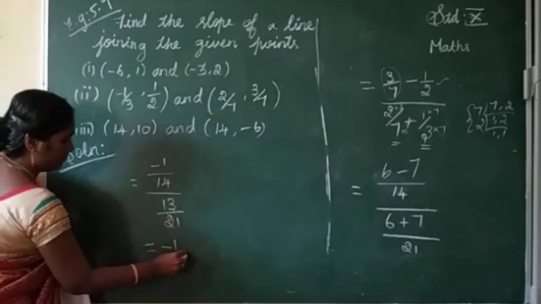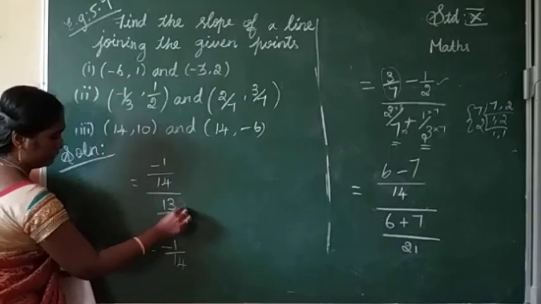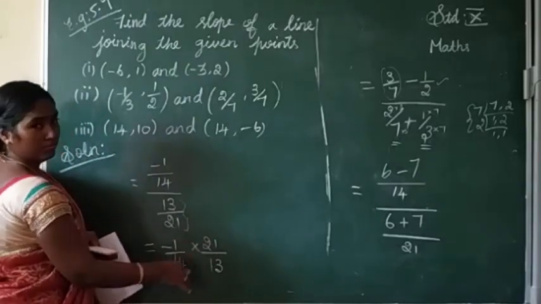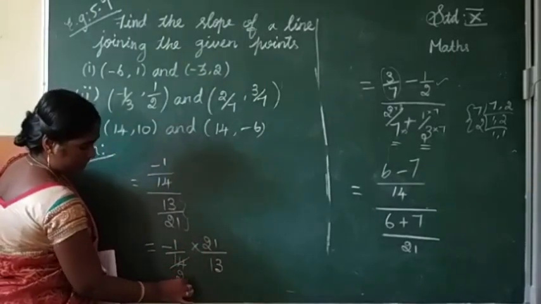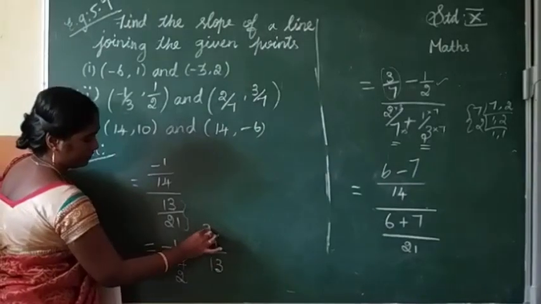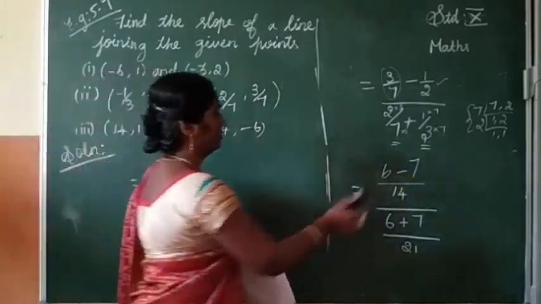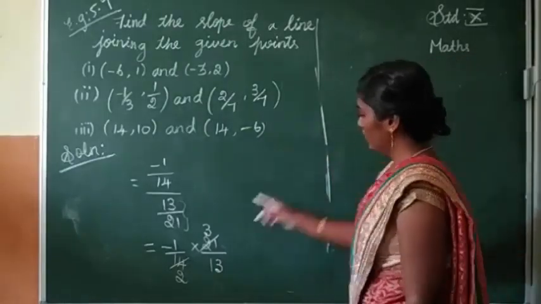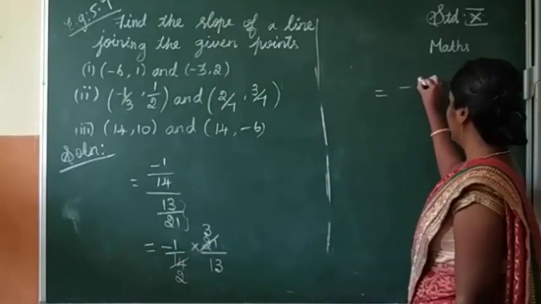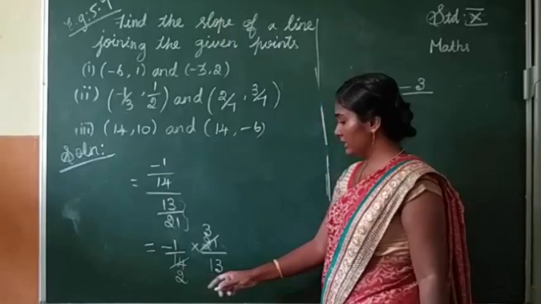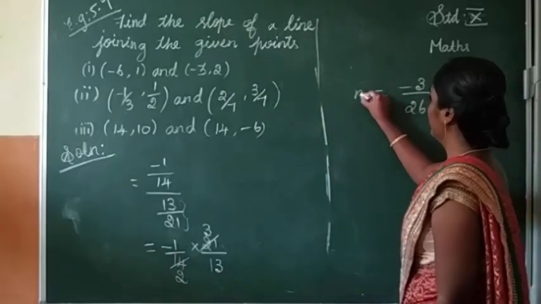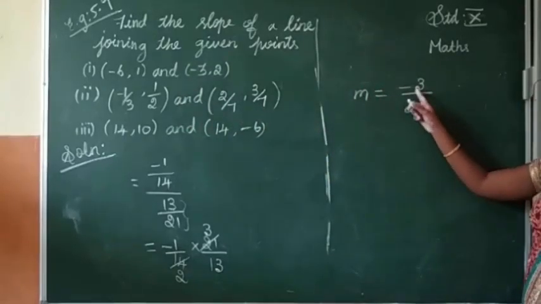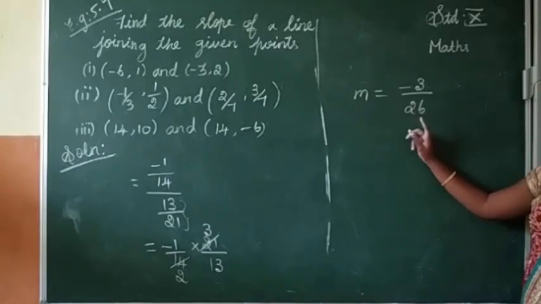That is equal to minus 1 by 14 divided by 13 by 21. To take this full number above, it will become the reciprocal, 21 by 13. Shall we cancel these two numbers for 7 table? Then 2 sevens are 14. 3 sevens are 21. That is equal to 1 3 is 3, plus into minus, minus. Minus 3 divided by, if you multiply 2 and 13 you will get the answer 26. Therefore the slope value for these 2 points is minus 3 by 26. If you want to again cancel this number, you can cancel it.